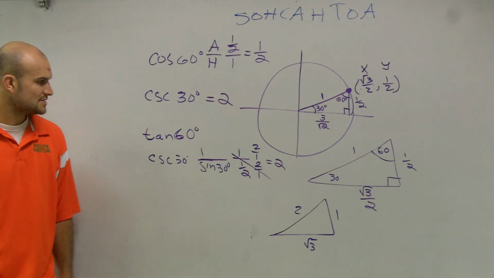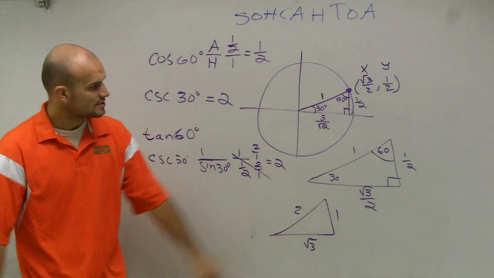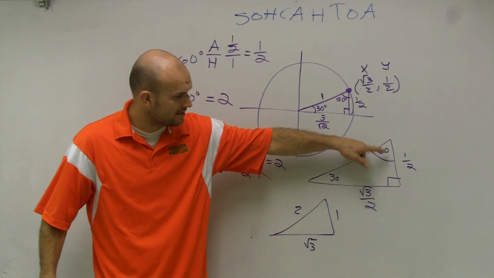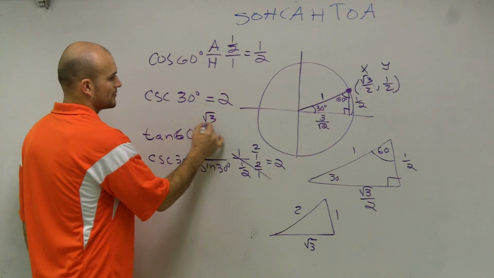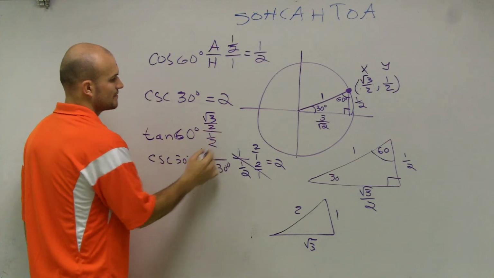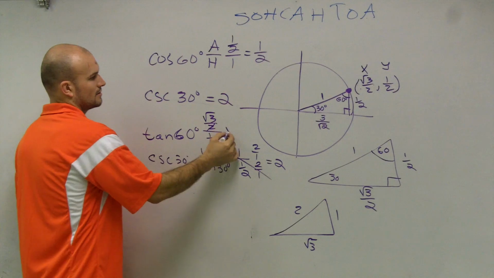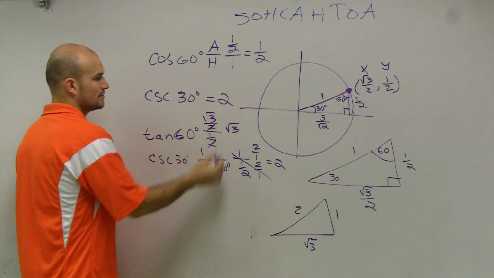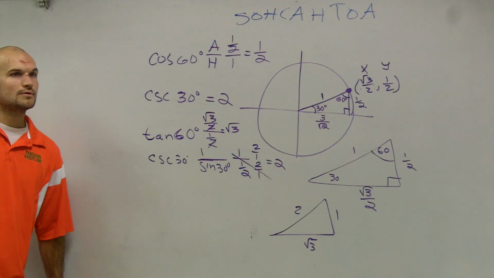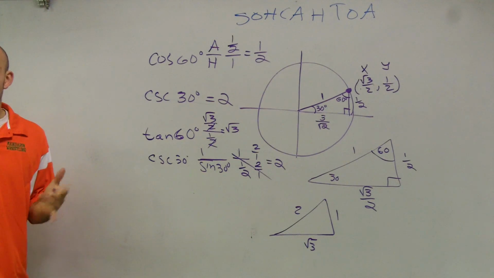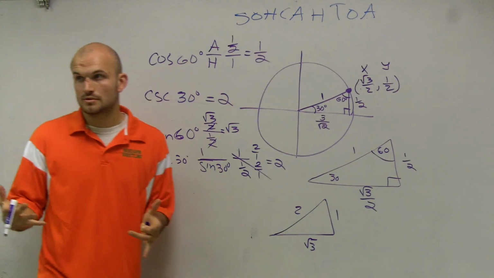And the last one, tangent of 60 degrees. So I look at tangent, and that's going to be opposite over adjacent. So I have radical 3 over 2 divided by 1/2. Those 2s cancel out. I'm left with radical 3 over 1, which is radical 3.